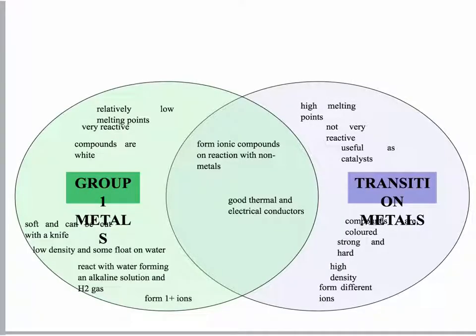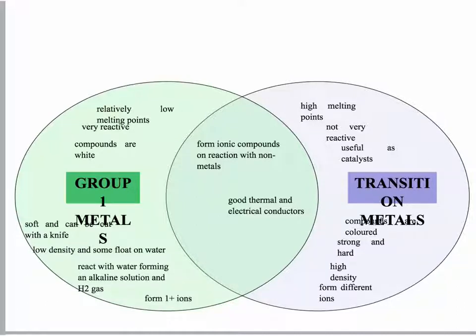We can easily compare the group 1 metals and the transition metals. Both of them form ionic compounds on reactions with non-metals, and they're both very good thermal and electrical conductors. However, the group 1 metals, as we looked at in a previous video, have low melting points. The transition metals tend to have very high melting points. The group 1 metals are very reactive, the transition metals are not. However, the transition metals can be used as catalysts.